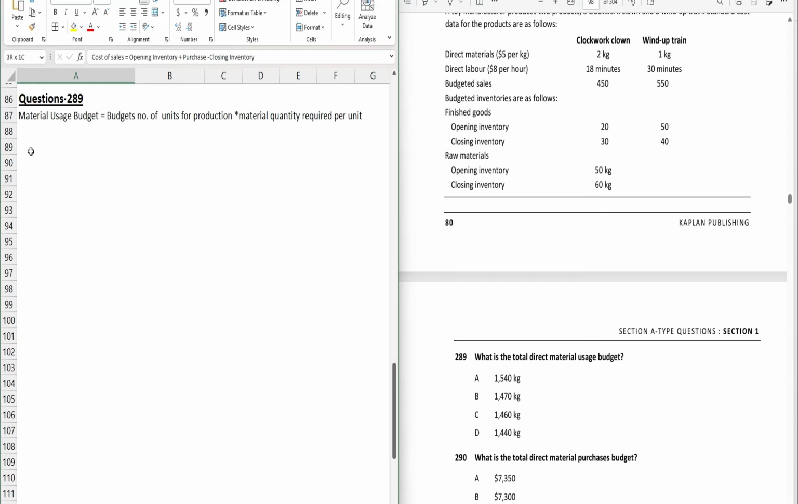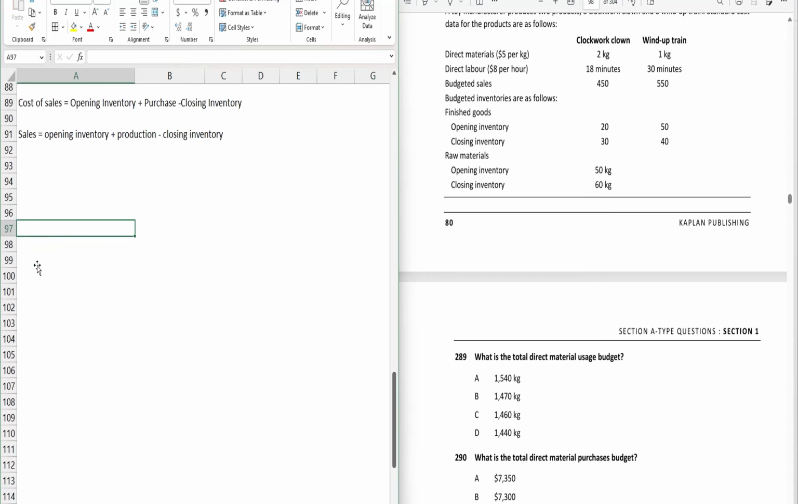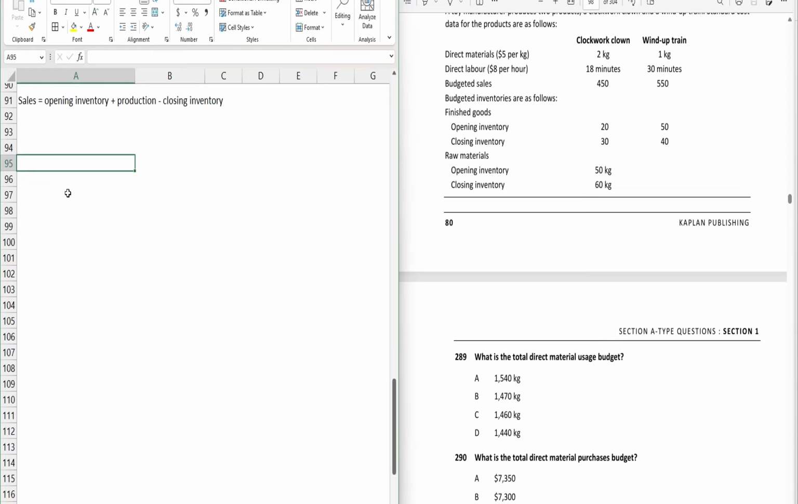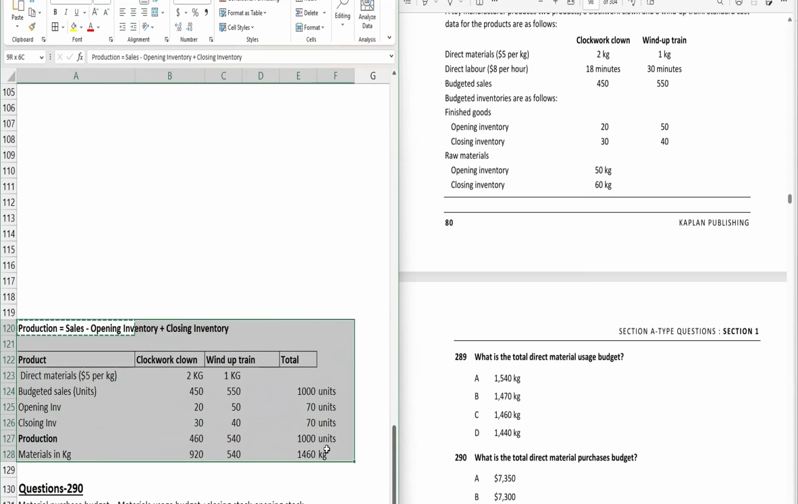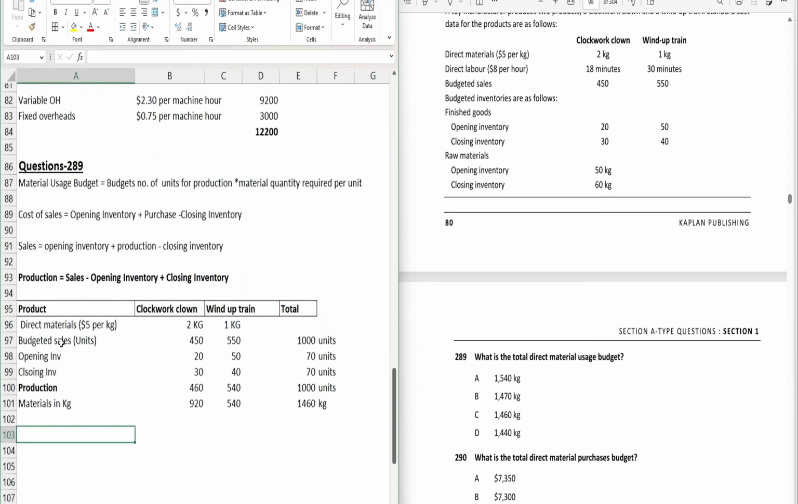So how can we calculate the production formula? This is the same as cost of sales equals opening inventory plus purchases minus closing inventory. Cost of sales will be replaced by sales and purchases will be replaced by production, and the rest of the things will be equal. Now the formula for the production will be this one. Let me copy paste this above. Yes, so this is the formula for production, in order to calculate the production quantity.